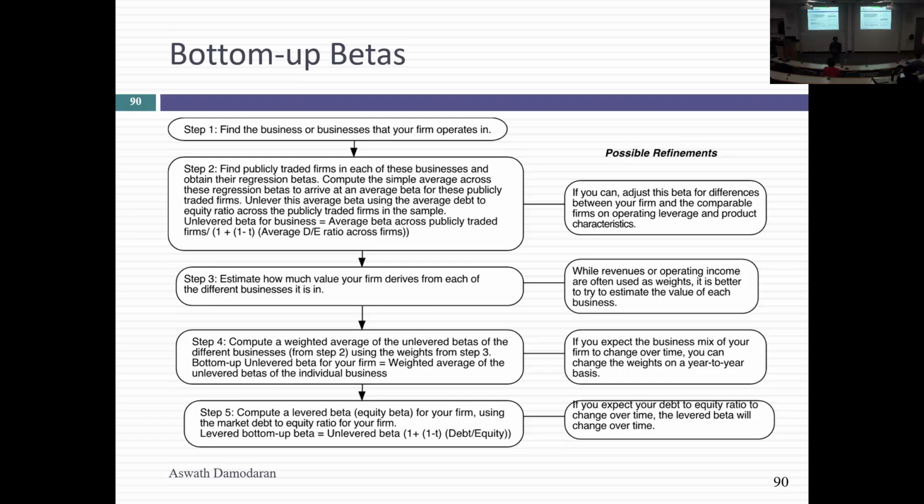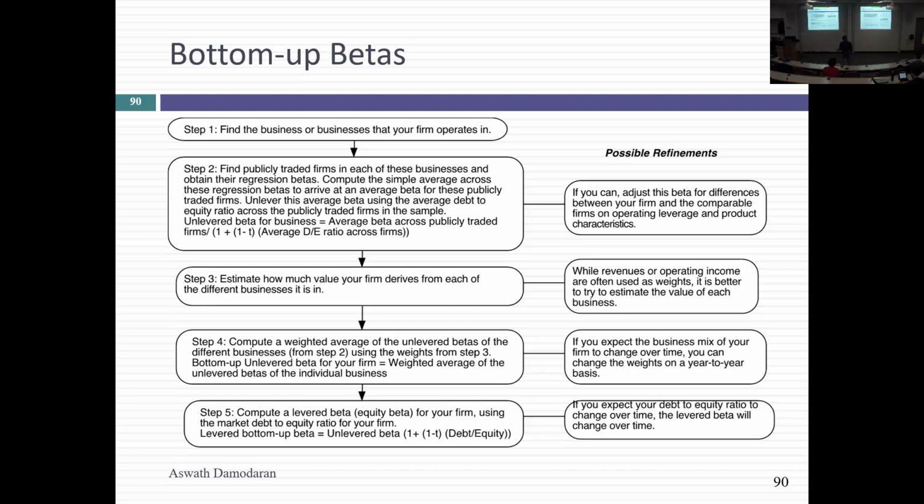I come back to you and say, you told me you were in 2 businesses. Can you tell me how much value you get from each business? The first reaction might be, I don't know how much value I get, but I get 80% of my revenues from casinos, 20% from cannabis. I take a weighted average of the 2 unlevered betas. I now have an unlevered beta for your company. Then I ask the final question: do you have any debt? If you say no, I'm done, right? That unlevered beta is your levered beta. But if you do have debt, I'll compute a debt to equity ratio and compute a levered beta.